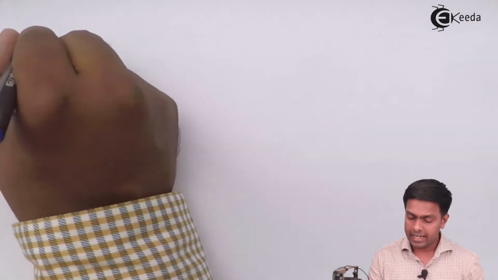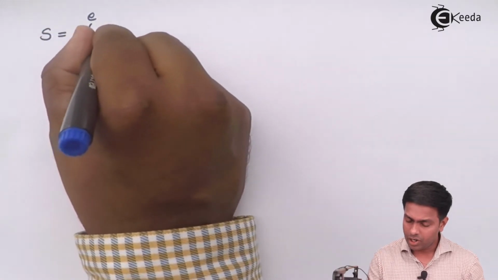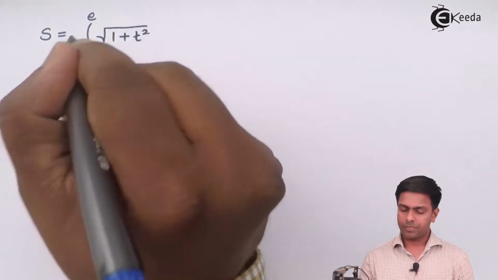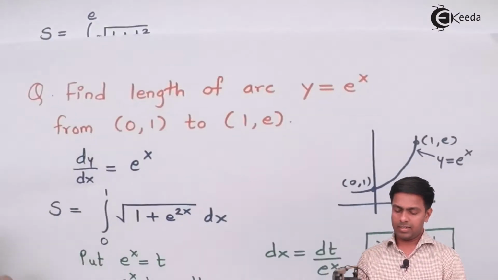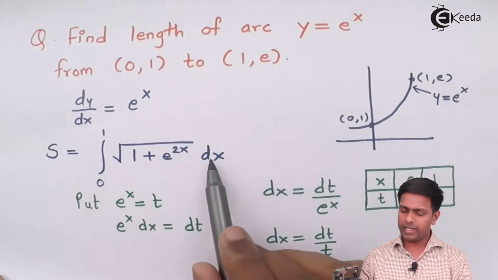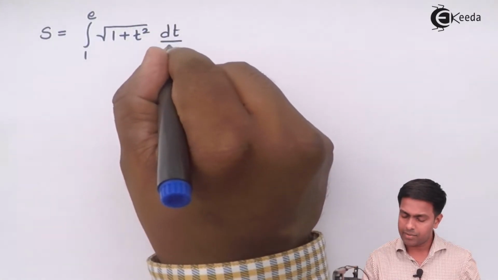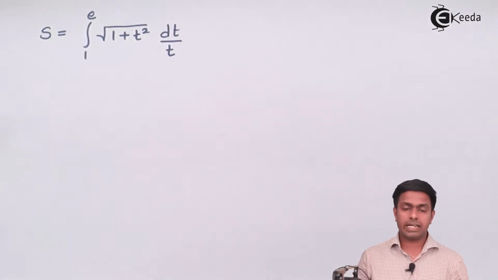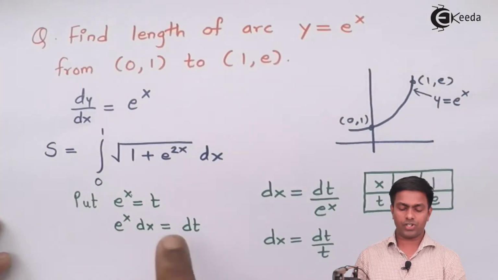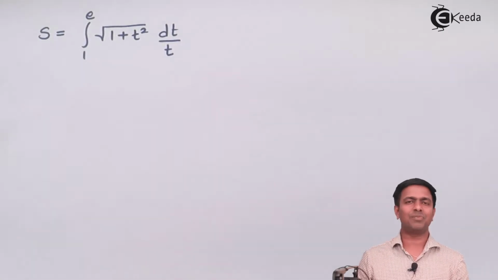So here we'll get s as integration 1 to e under root 1 plus t square. Now guys, e to the power 2x is t square because e to the power x is t. Now the value of dx is dt upon t. So here I'll write into dt upon t. Now as we have converted that function from exponential function to the algebraic function, we have to find out the integration of this algebraic function.